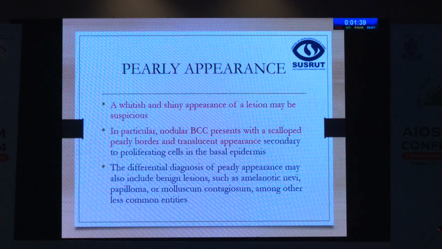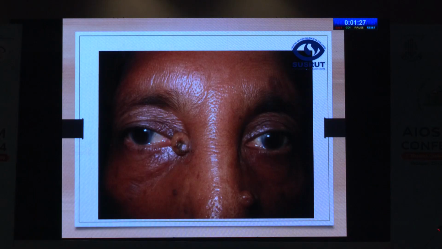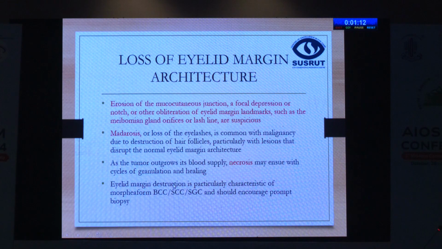The pearly appearance is just like a pearl, a whitish and shiny appearance. It is suspicious, particularly for nodular basal cell carcinoma, in patients with a scalloped pearly border and translucent appearance. It gives rise to a suspicion. Here, as I was telling you, the upper part is whitish and looks like a typical pearly papule, and there is a central ulceration. Histopathologically, it was a case of basal cell carcinoma.